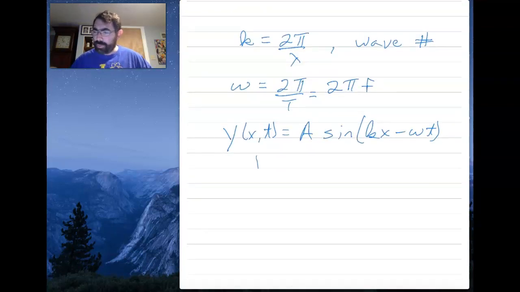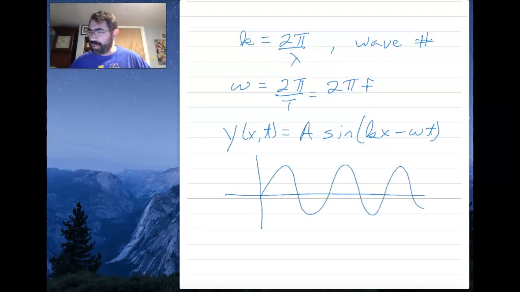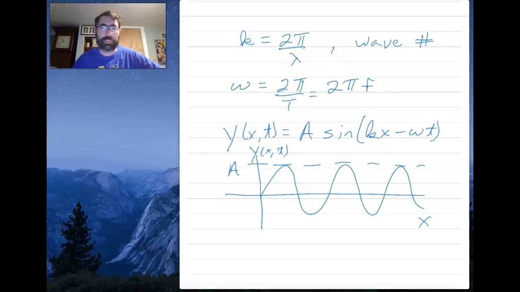Now the amplitude is just how high the wave is. So that would be our amplitude A. If this is a function y with respect to, say, x, the amplitude is just how high the wave is going to get. So we're not going to focus too much on the amplitude. Again, this wave number tells us how many wavelengths are inside a certain range.